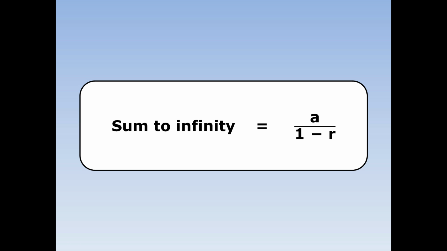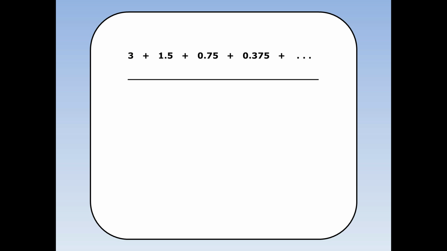The sum to infinity of a geometric series is a over 1 minus r, where a is the first term and r is the common ratio. Look at this series. a equals 3 and the common ratio r is a half.